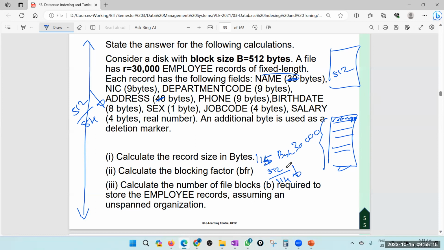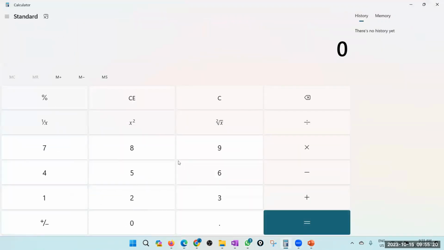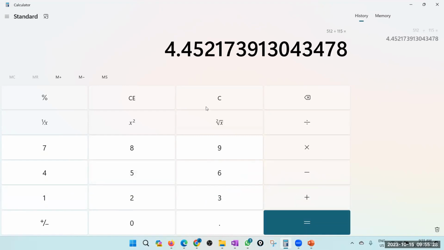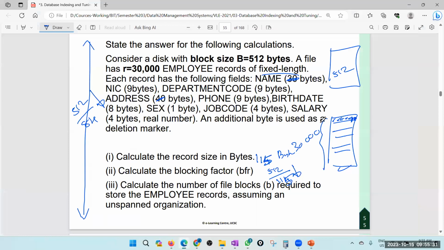Right. So then the block factor is 512 divided by 115. I will be using the calculator. 512 divided by 115, that is 4.45. So that means we can keep only 4 records in a block. Remember, we have to floor it. So block factor is 4. Record size is 115 byte. Right. So calculate the number of file blocks required to store employee records assuming an unspanned organization.